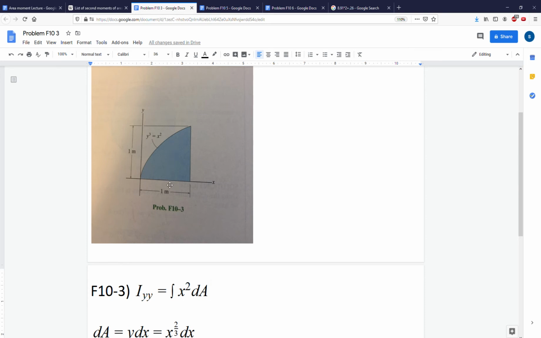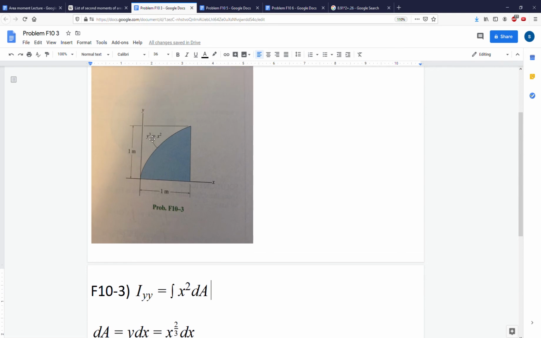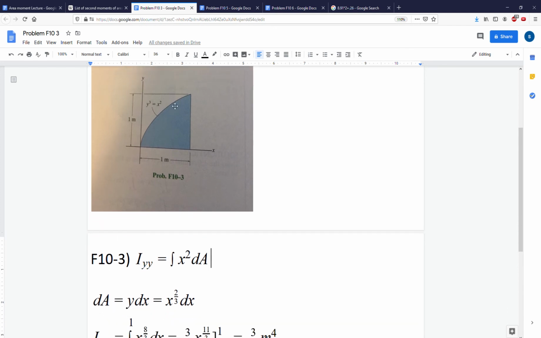Now this thin little stripe we can approximate as a rectangle that has a height of y, whatever y we get from this formula, and a width of dx. So we can say that dA is equal to y dx. Now if we take this equation and solve for y, we take the cube root of both sides, we see that y is equal to x to the 2/3 power. So dA, the area of one of these small stripes, is equal to x to the 2/3 power dx.